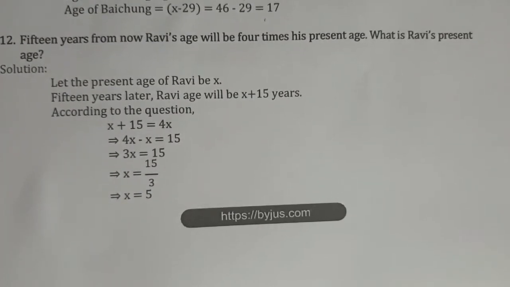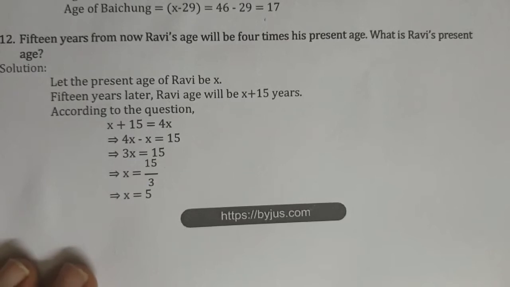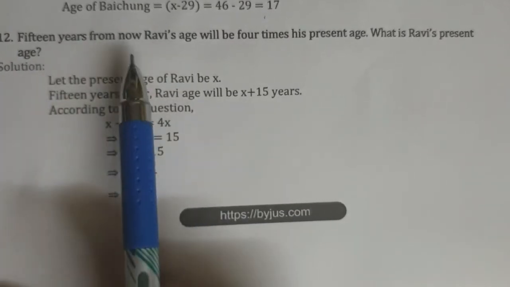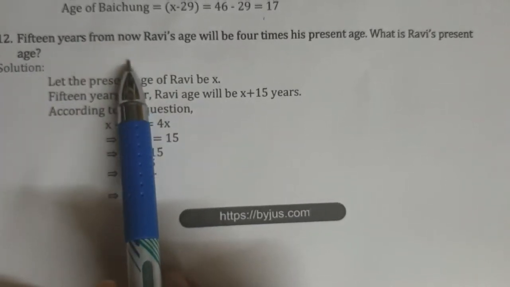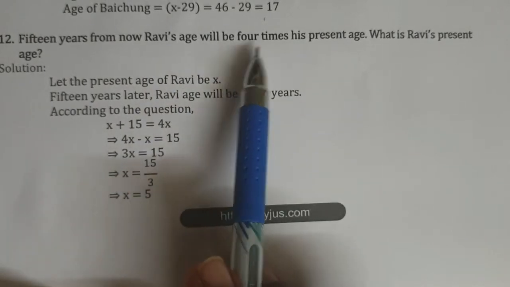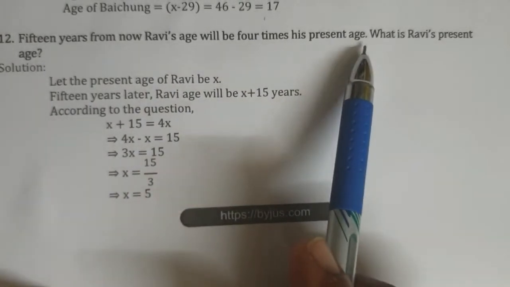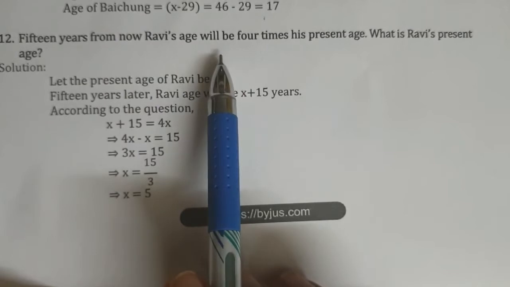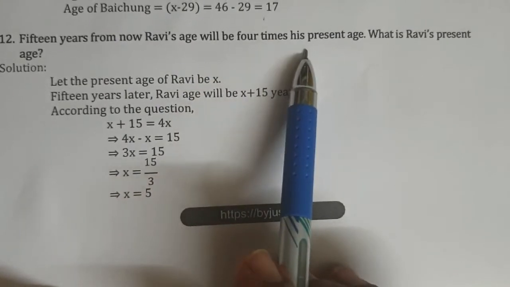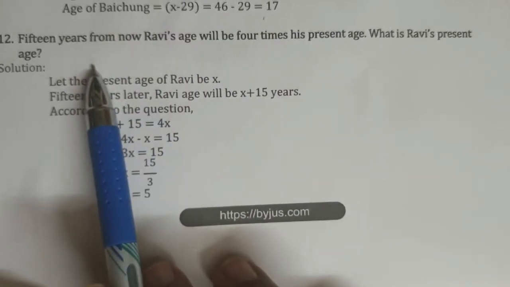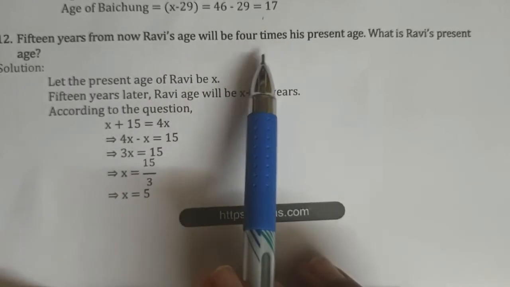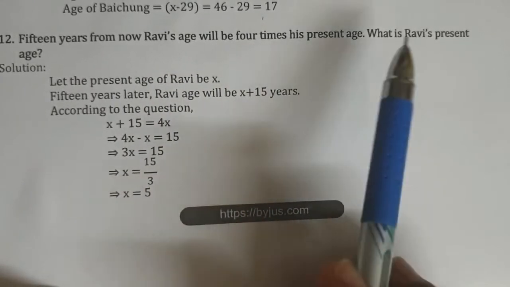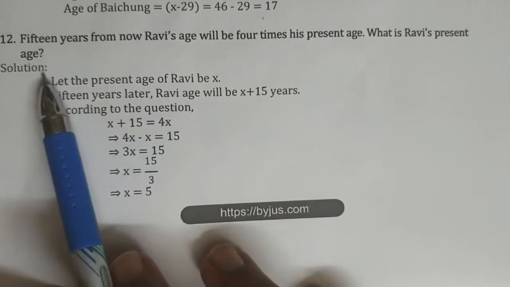Next question for today is: 15 years from now. Now means from present. Ravi's age will be 4 times his present age. Means whatever the age of Ravi is right now, after 15 years his age will be 4 times his present age. What is Ravi's present age?